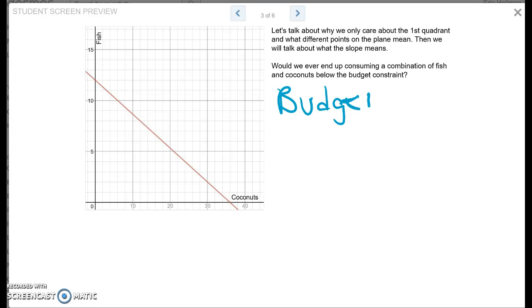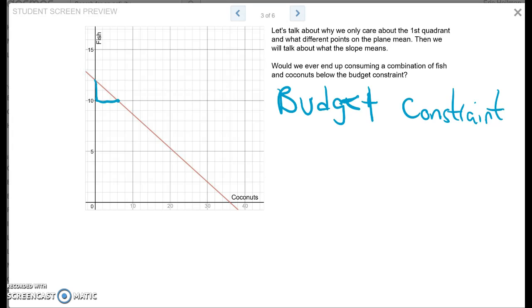Also, let's talk about what the slope means. So the slope represents, I think the pen's back. The slope represents how quickly we can trade off one good for the other. So if I give up an hour of my time, how much fish do I give up and how much coconut do I get in return?